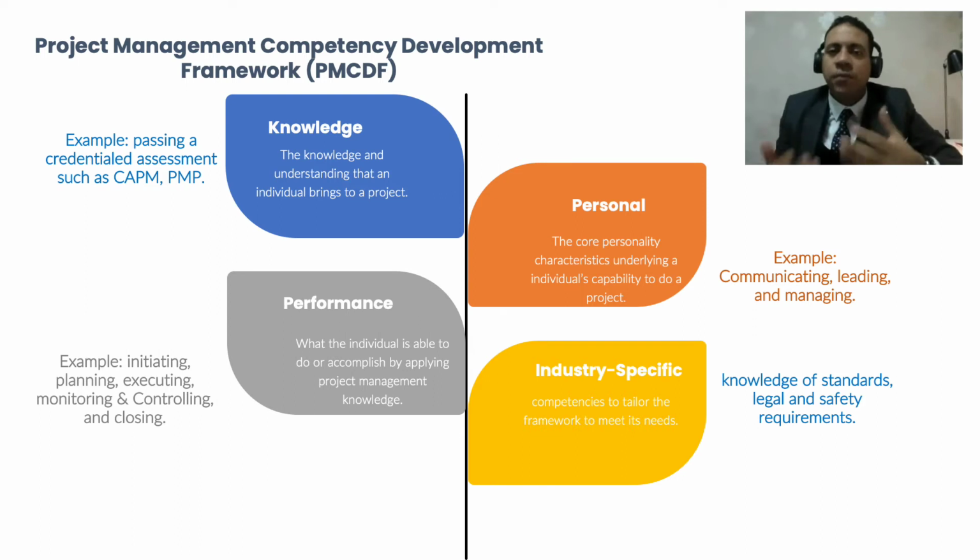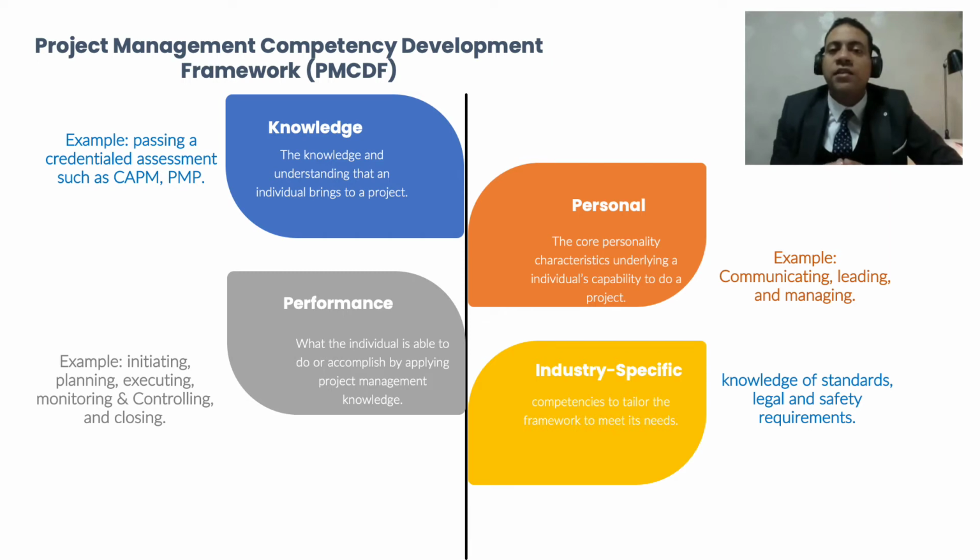You, as a project manager, could decide the needed skills for the team in 4 areas according to the Project Management Competency Development Framework, PMCDF. The 4 areas are knowledge, performance, personal, and industry specific.